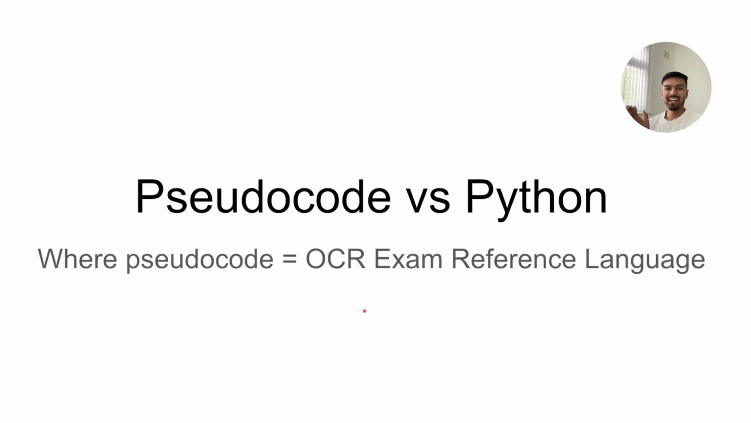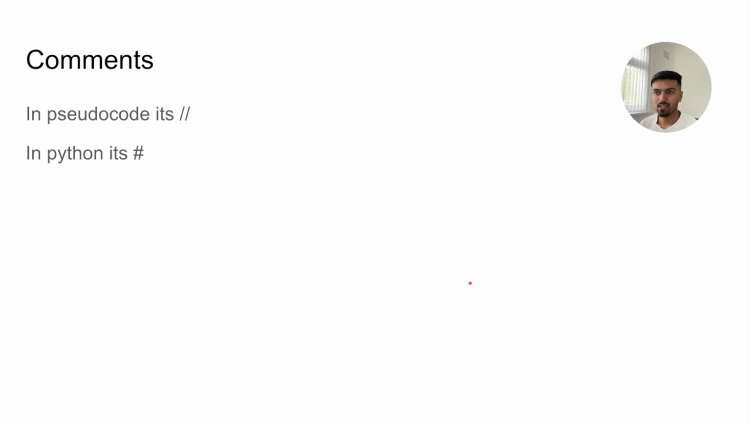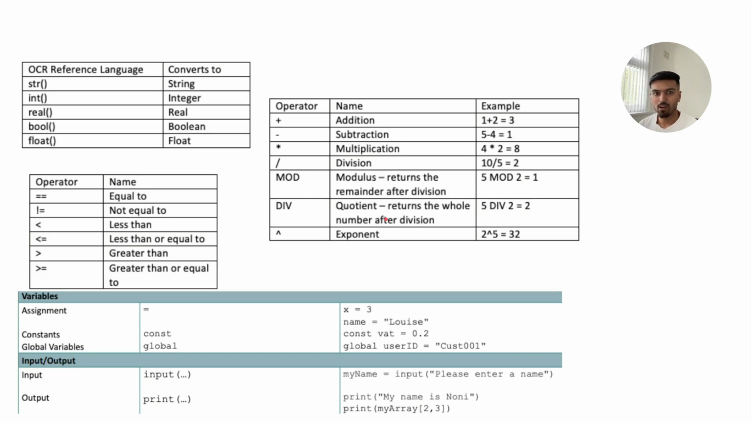So welcome back, and as requested, we're going to be going through the differences between pseudocode and Python. And the pseudocode we're going to be talking about is the OCR exam reference language. So first things first, how to comment is different. So in pseudocode we use // and in Python it's the hashtag. And some things are fairly straightforward. So for example, casting, like converting between strings, integers, is the same in Python.